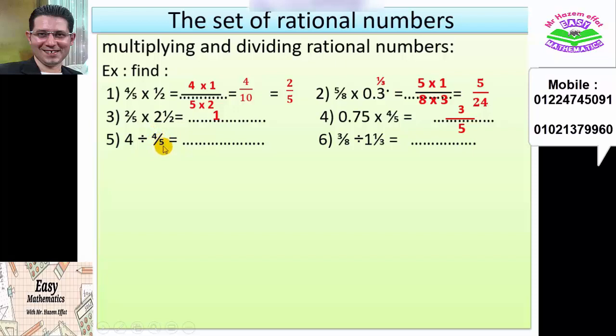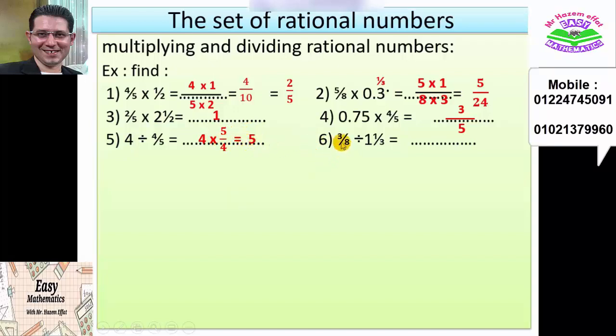What is the meaning of reciprocal? We have studied before the reciprocal. It means we find the opposite of 4 over 5. It will be 4 multiplied by 5 over 4. And by doing the same steps, it will be equal to 5.